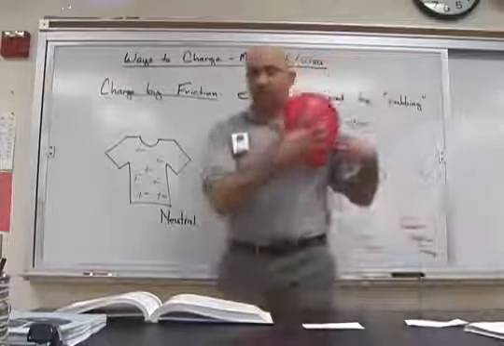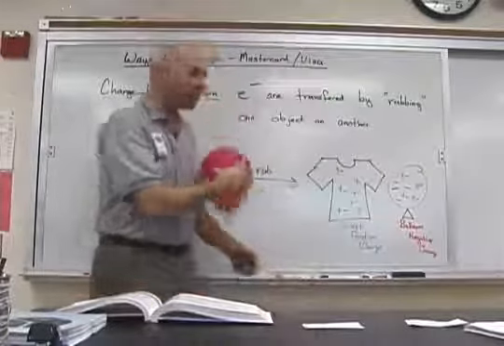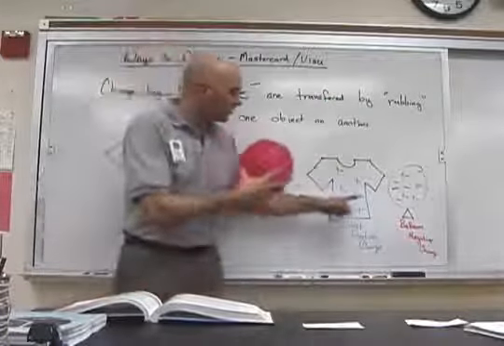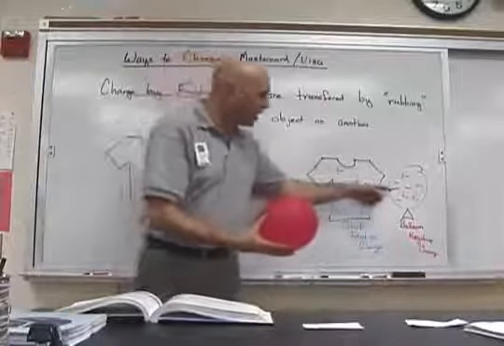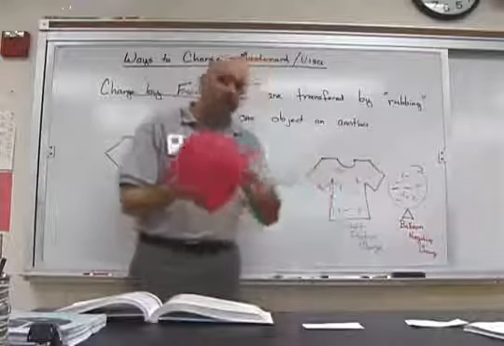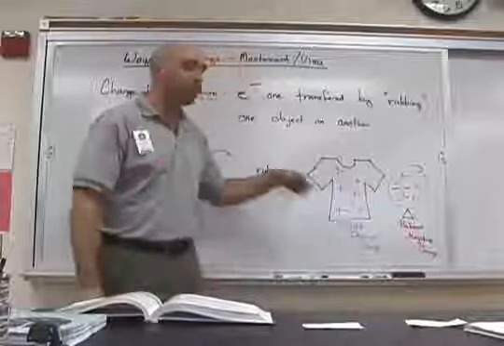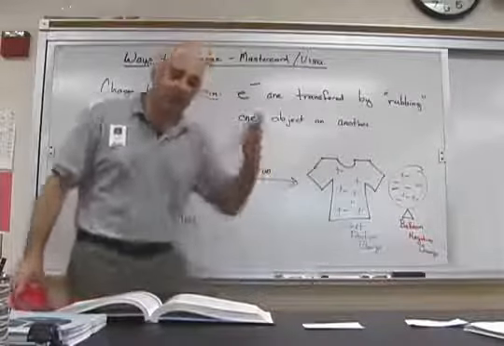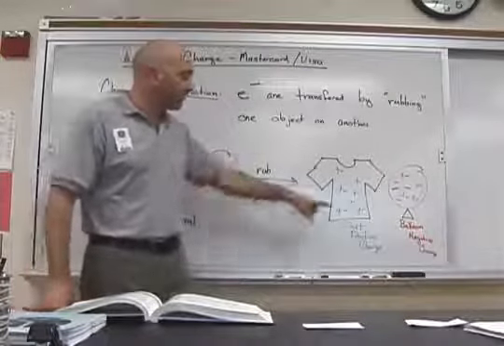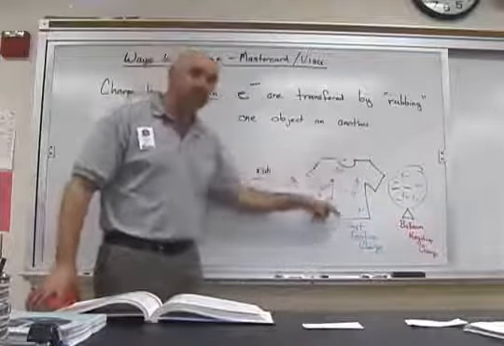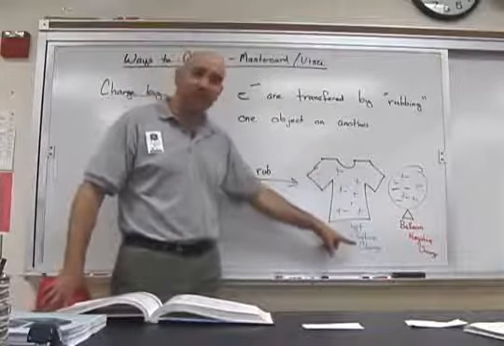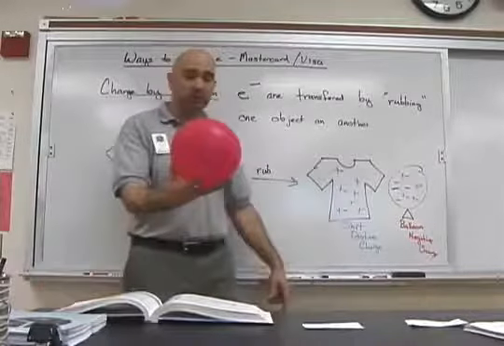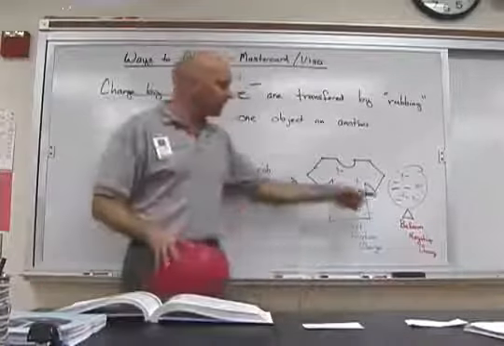But if I start rubbing the balloon against my shirt, in essence I'm transferring electrons from my shirt to the balloon and creating an excess number of electrons on the balloon. My shirt, on the other hand, has a deficiency of electrons. Since my shirt has more positive charges than negative charges, we say the shirt is positively charged, and the balloon is negatively charged.